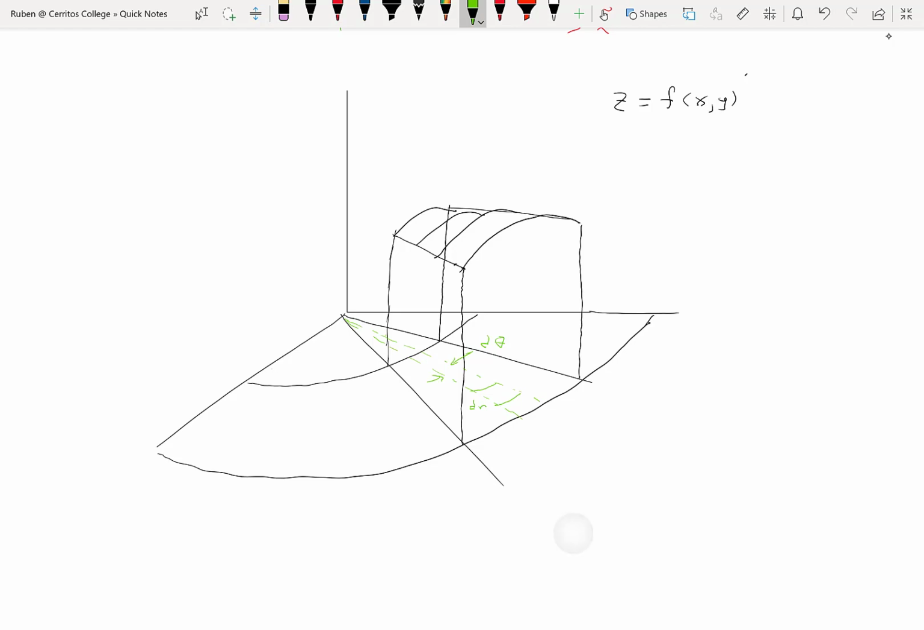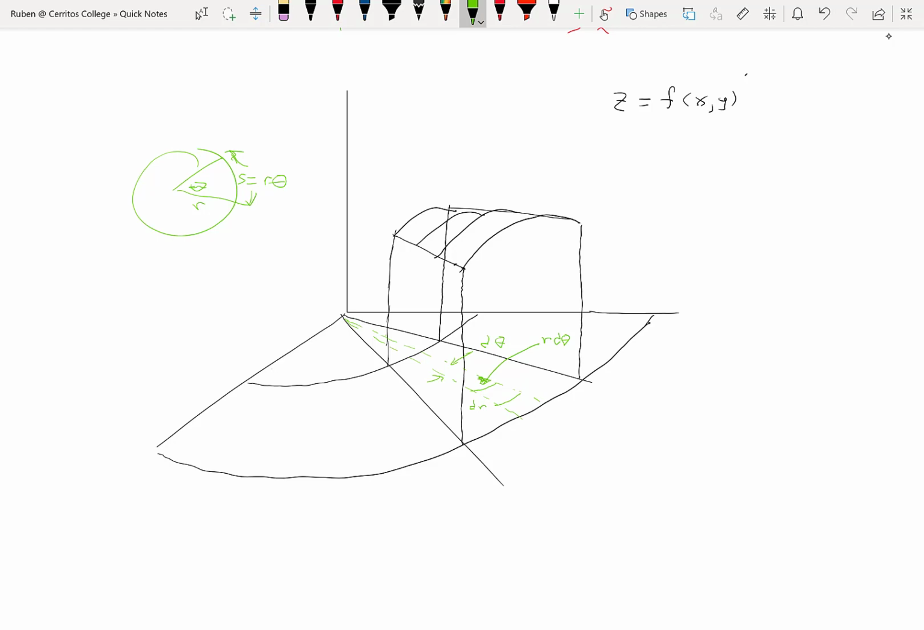And from geometry, we know that the length of an arc of a circle of radius r and angle d theta is r times d theta. Basically what I'm using from geometry is, if you have a circle, a circular sector of central angle theta and radius r, the arc length s equals r theta.